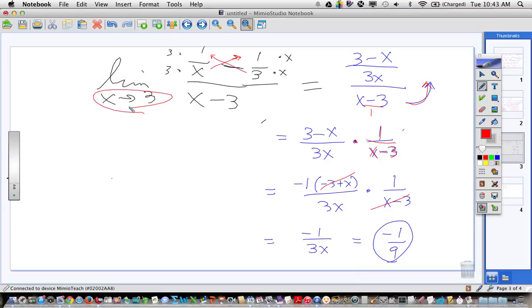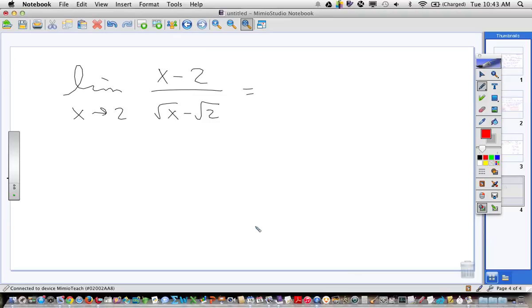Now, the whole point of doing that is so we can plug a 3 in for x. Because up here, and I skipped over that, we should have done substitution first. So we should have plugged the 3 in for x. 1/3 minus 1/3 is 0. 3 minus 3 is 0. 0 over 0, so we keep going, and we do our algebra. Okay? Let's do this one.